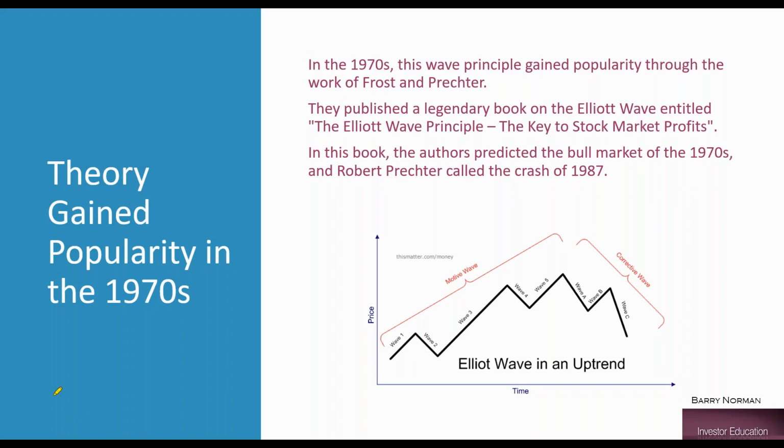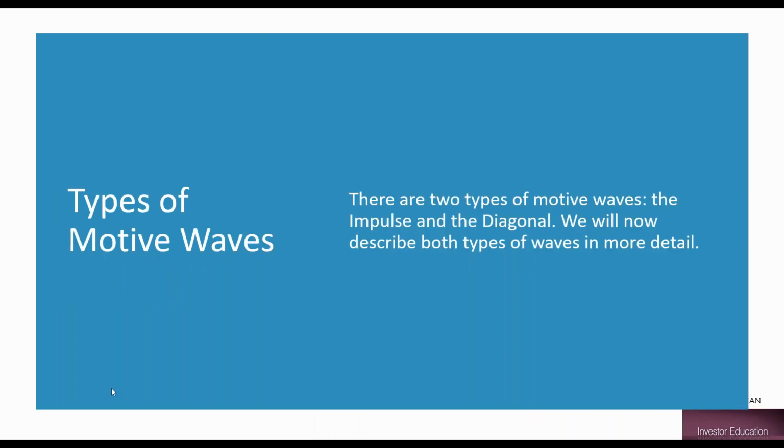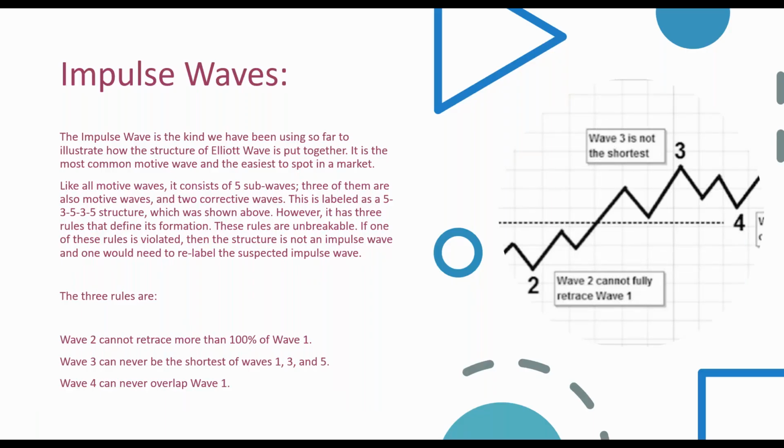So there are 2 types of waves. There's the impulse wave and the diagonal wave. So now we're going to look at both of the waves in a bit more detail. And then you also have to learn the rules that go with each wave. This is the thing that I don't really get, because I can't force price to do anything in particular. If a wave doesn't follow the rule, does it get thrown in the trash can and we have no waves?